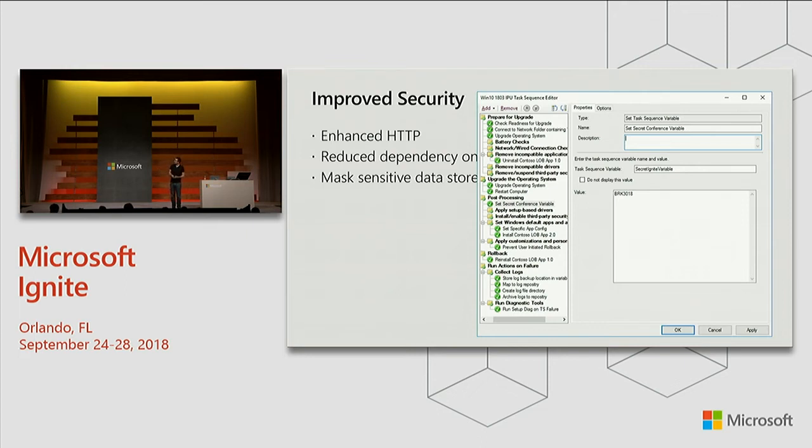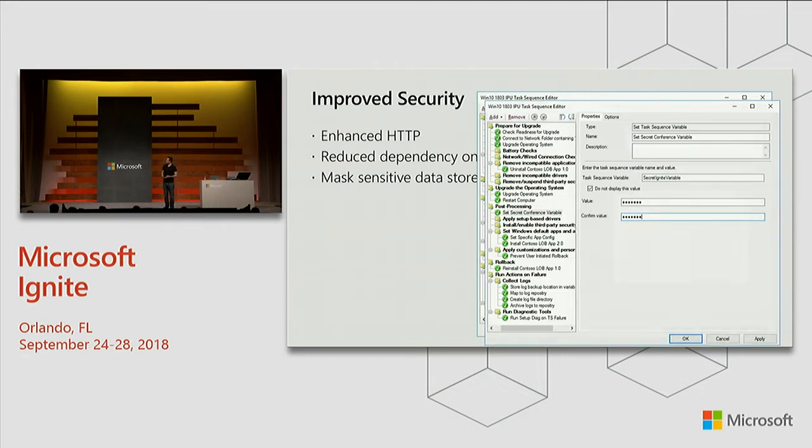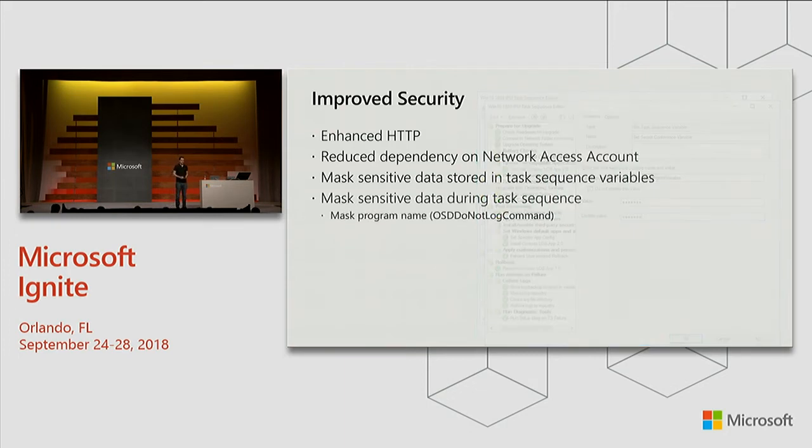So here's the behavior of old. We can see the value. I've got my secret Ignite variable, and you can see that it's BRK3018. In 1806, I can tick the box to say, do not show. It changes the UI slightly, and I have to specify it twice so we'll validate that the value has been entered correctly. But that means that value is not displayed in the task sequence editor. It's also masked when it's executed on the client.